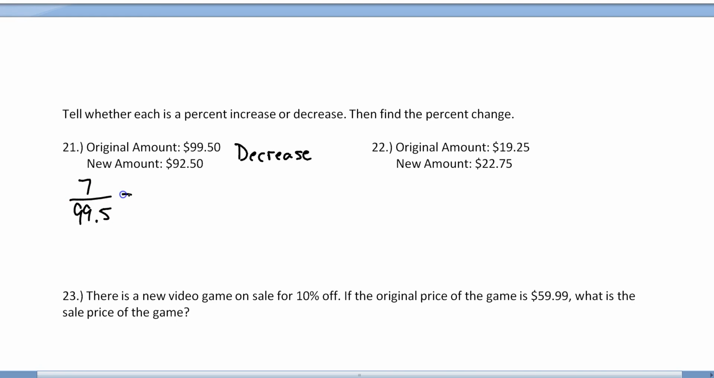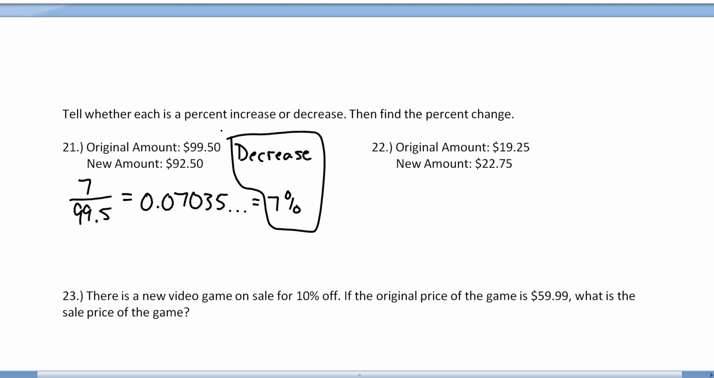Okay, to find a percentage, we just divide this thing. When we divide it on our calculators, it's obviously going to come out as a decimal, and then we just convert that decimal to a percent. So this one, I got 0.07035, okay, and that keeps going. We just convert that to a percent by moving the decimal 2 places or multiplying by 100, and I end up with approximately 7%. All right, and that's it. So this was a 7% decrease. The next one, the price went from $19.25 to $22.75, so it went up, so that's an increase.